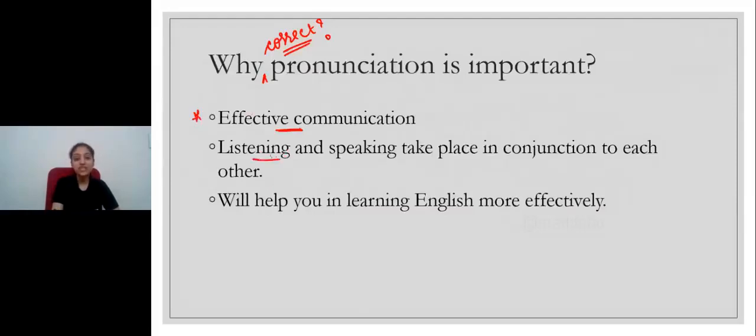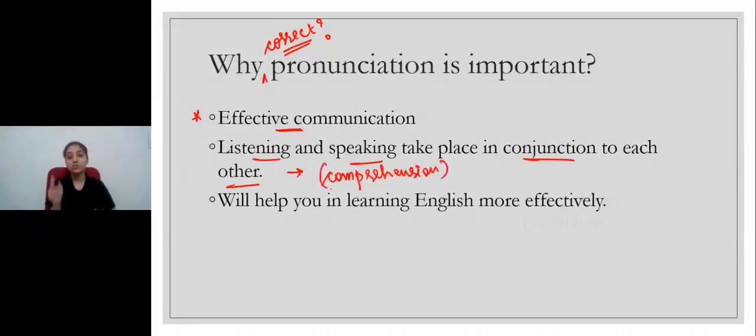We are going to look at the first and the second point in conjunction, together. The second point says listening and speaking take place in conjunction to each other. What we are trying to understand here is that for effective communication, what the other person is saying, you must be able to understand, and what you are saying, the other person must be able to understand. So essentially we are talking about comprehension here.